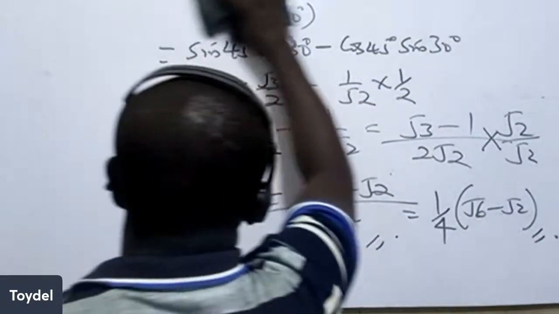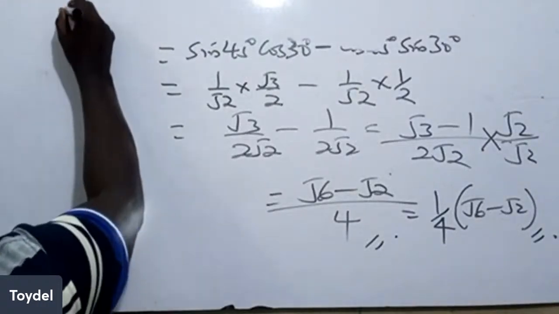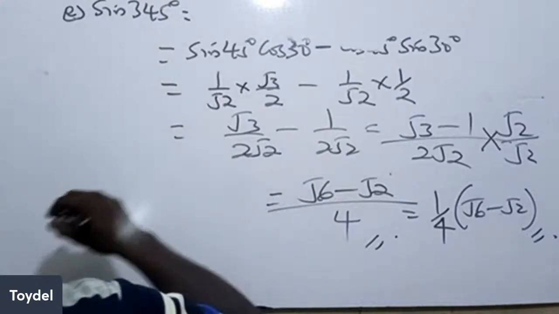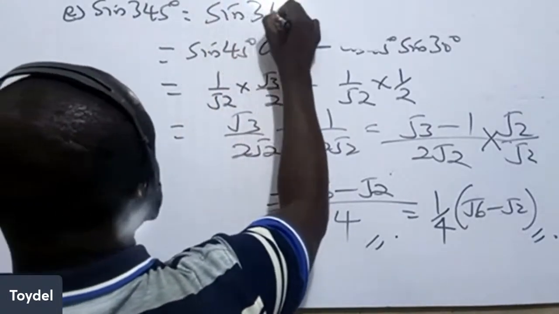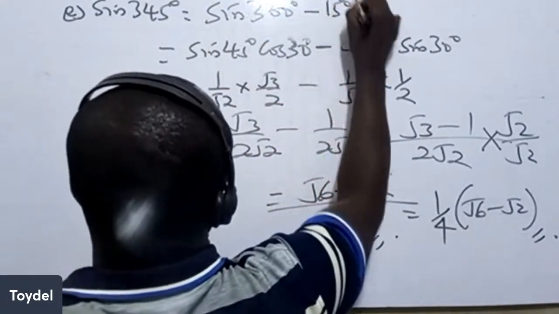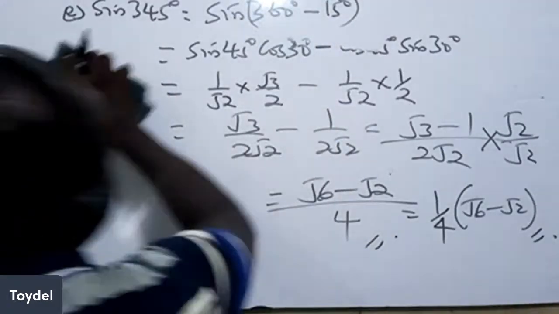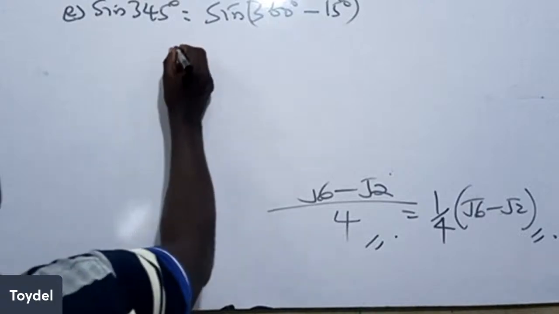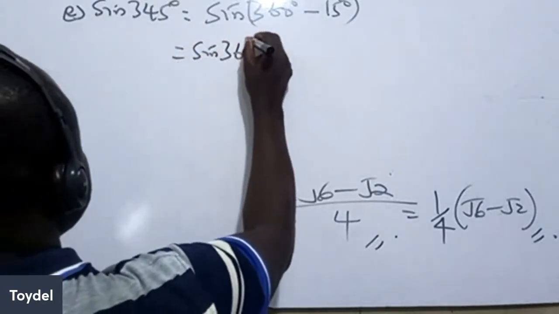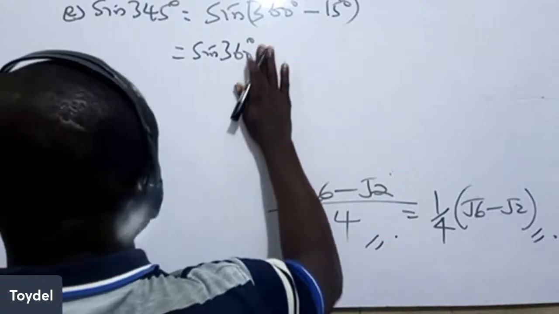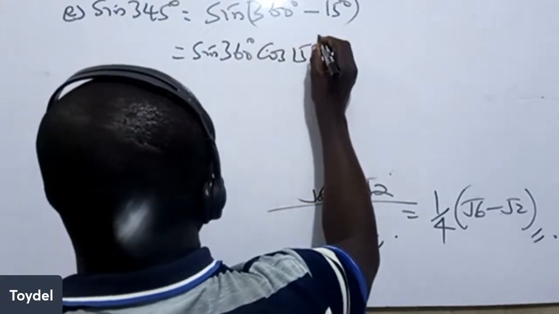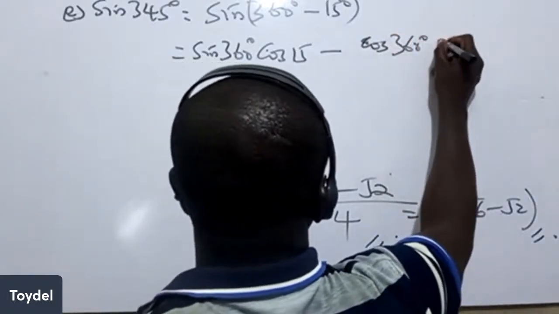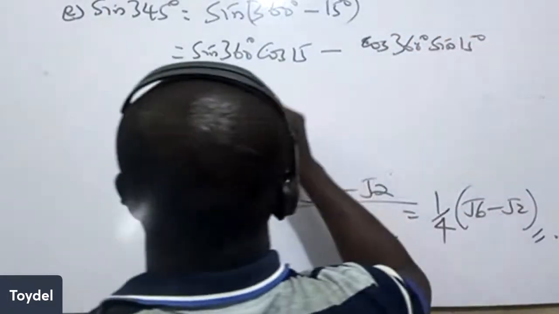Then the last but not the least, the last question, E, says sine 345 degrees. Of course, this can be equal to sine of 360 minus 15 degrees, since 360 minus 15 will give us 345. And if we expand this, we are going to get sine 360 multiplied by cos 15 minus cos 360 sine 15 degrees.